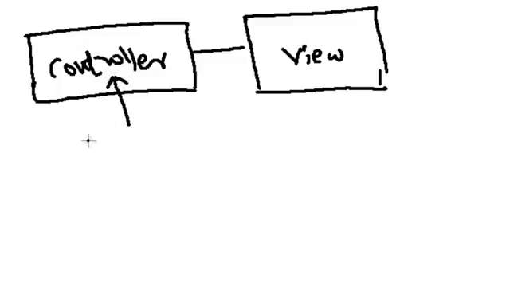For example, let's say we get the current date and time. Just a simple example. So current date and time, and we would like to display this current date and time on the view. So how do we do it?